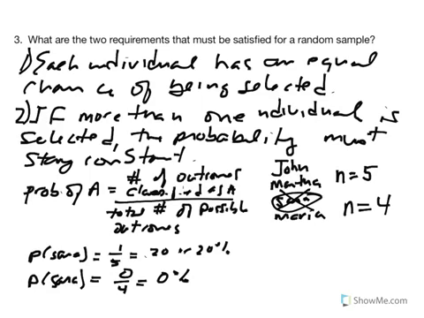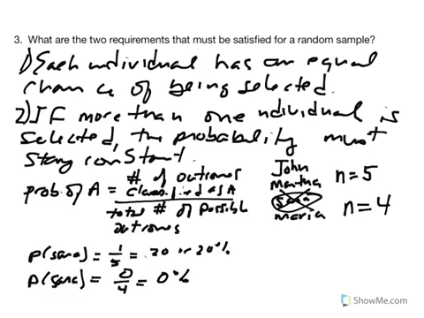So in this case, if we don't replace Sarah back into the mix, we are not adhering to the first requirement, which states that each individual has an equal chance of being selected. If I take her out of the mix, she has a 0 chance of being selected. And as a result, the denominator, the total number of possible outcomes, has decreased by 1. So the requirement is that everyone has an equal chance, and that if we make more than one selection, we put each individual back into the pot, into the hat, and allow them an equal opportunity.